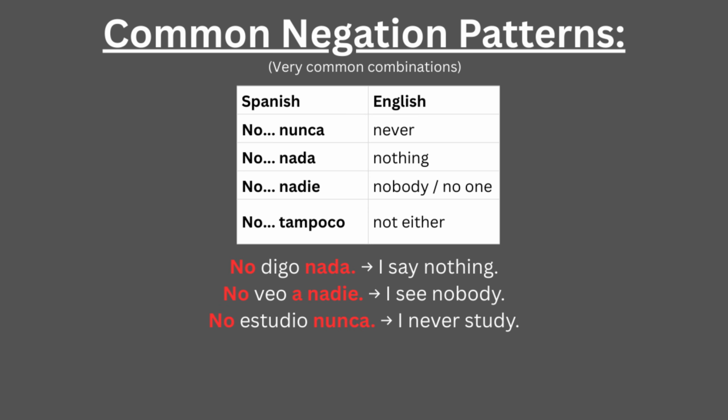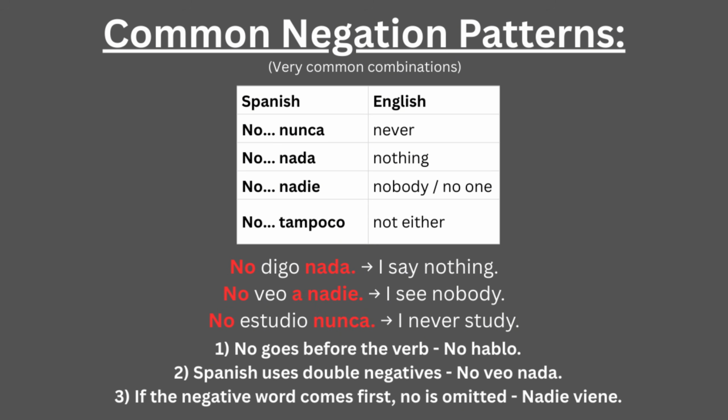No digo nada. I say nothing. No veo a nadie. I see nobody. No estudio nunca. I never study. The key rule is that no goes before the verb, and if a negative word comes first, no is omitted. So, this is how negation fully works in Spanish.